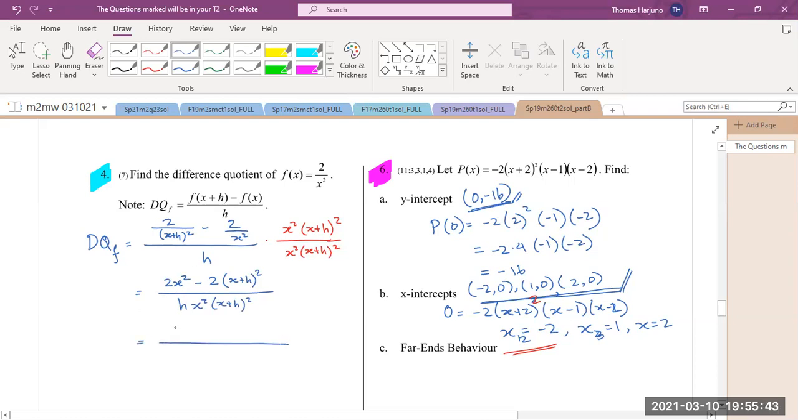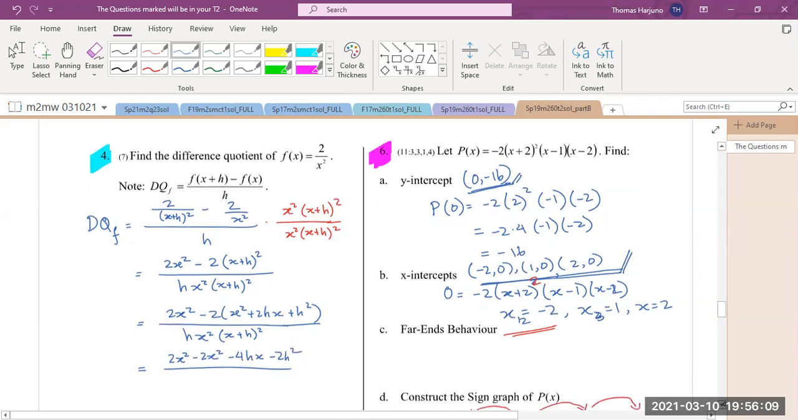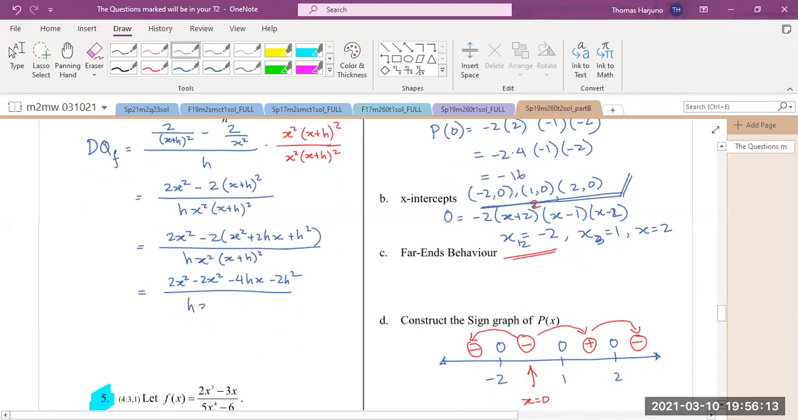Now then I will FOIL the second term on the top. You still need to copy the denominator as is though. Okay, don't just say, oh, it's dot, dot, dot, Thomas, you know what I mean. No, I don't. So 2x squared minus 2x squared minus 4hx minus 2h squared over h x squared times x plus h squared. Cancel 2x squared, negative 4hx minus 2h squared. It's way too long. Over h x squared times x plus h squared.